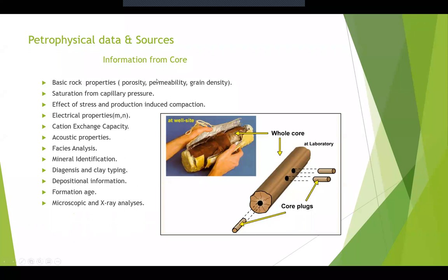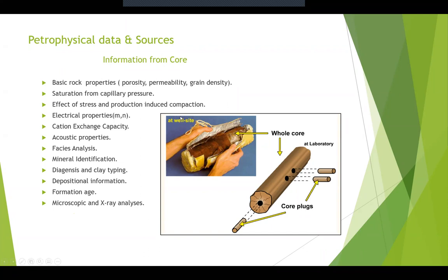Then we need the porosity and permeability cross plot, and we need to use them for the calibration with the log interpretation. Other important information here is the saturation from the capillary pressure. This is also very important data. We need it for building the saturation height function, and the distribution for the saturation in the field.